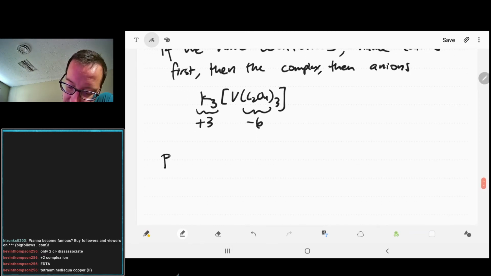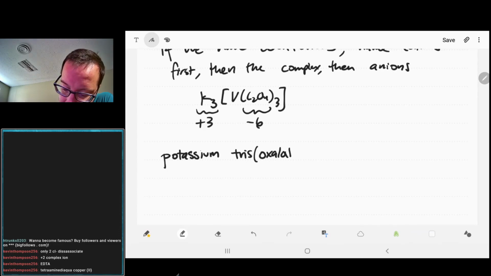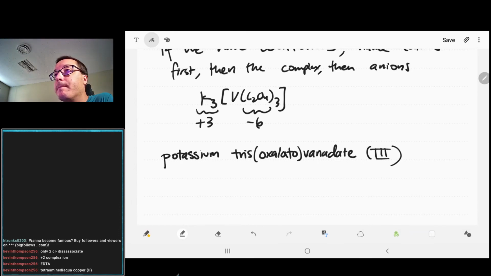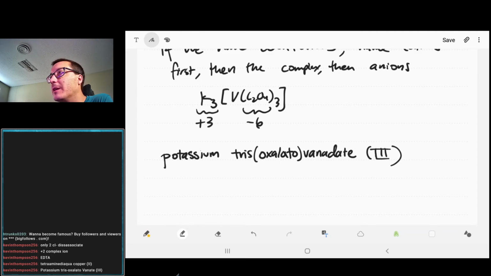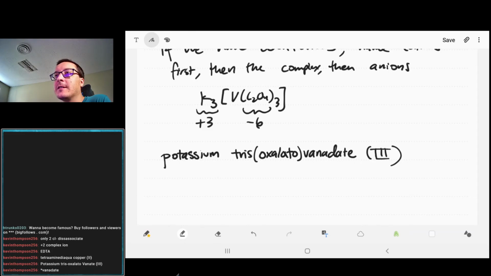So we are going to call this potassium tris oxalato vanadium. Actually, since this is a -1, we'll have to call it vanadate 3. Yeah, very nice. So we do say vanadate though, because it's vanadium. So we still have, yeah, there we go. Fun stuff.